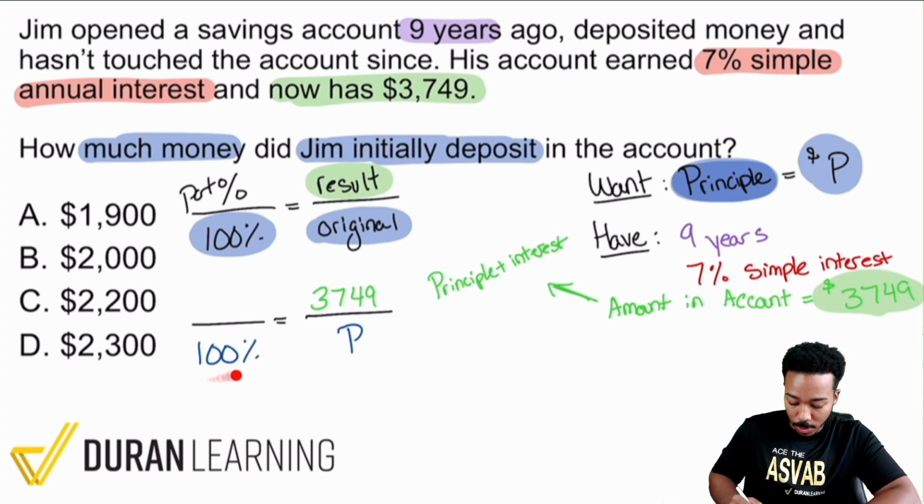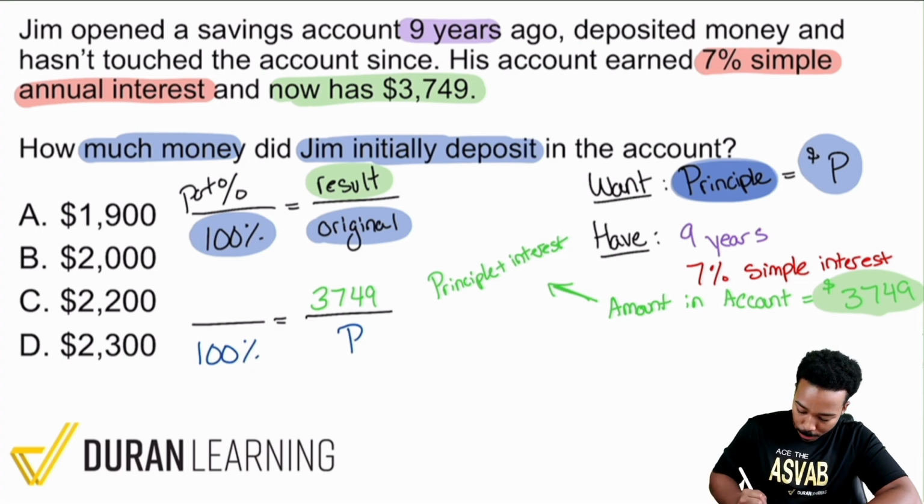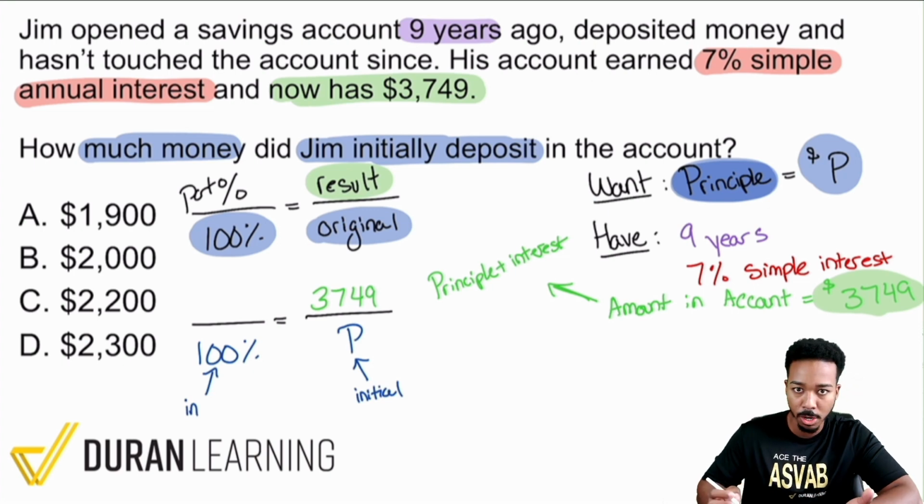Well, if this is the original percent and this is the original amount, and over here we have the principal plus interest, then this needs to be the principal plus the interest. How do we get that? How do we get the principal plus the interest here? Remember, this is the initial or principal. This is the initial as well. You started with 100% of your money, right?